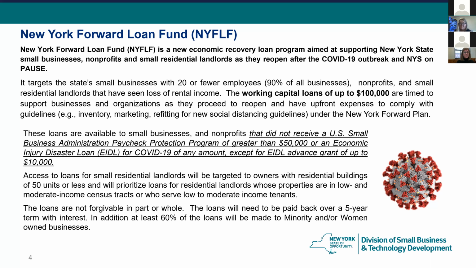So to continue on, for small residential landlords, it specifically targets people with residential buildings of 50 units or less, and it tries to prioritize loans for residential landlords where properties are in low to moderate income census tracts and who serve low to moderate income tenants.